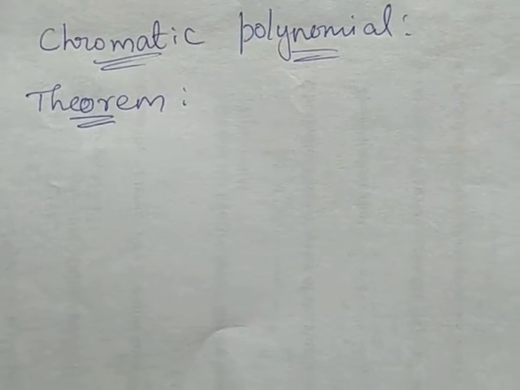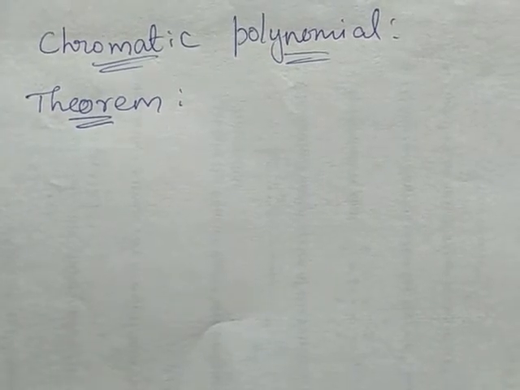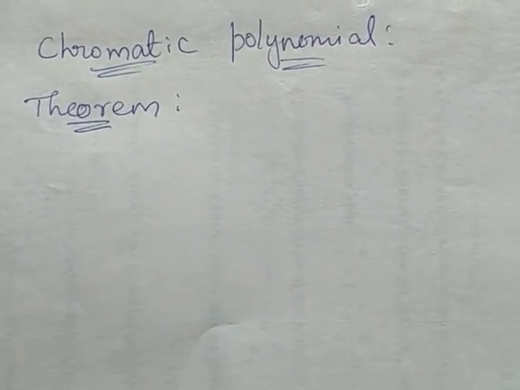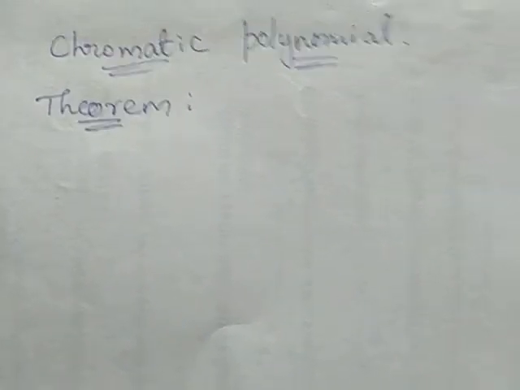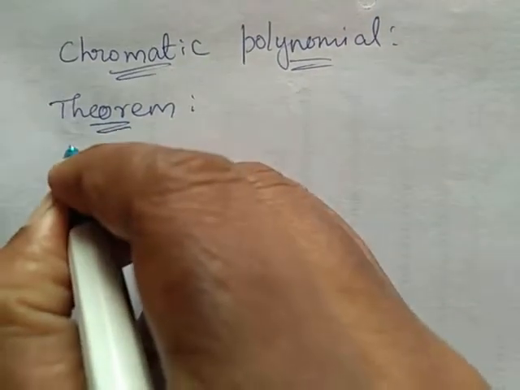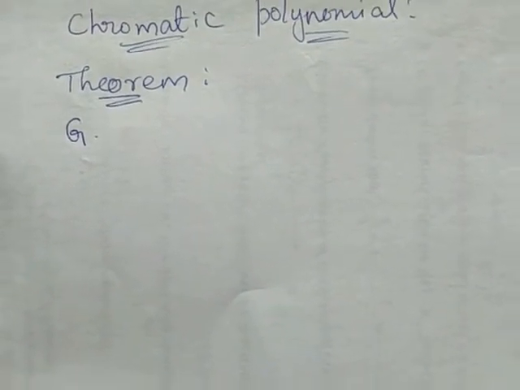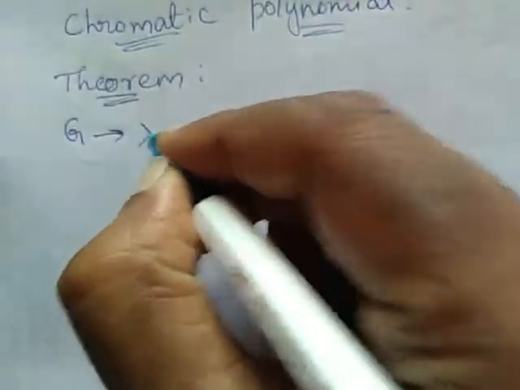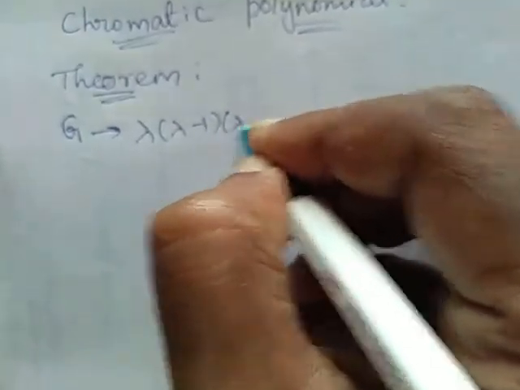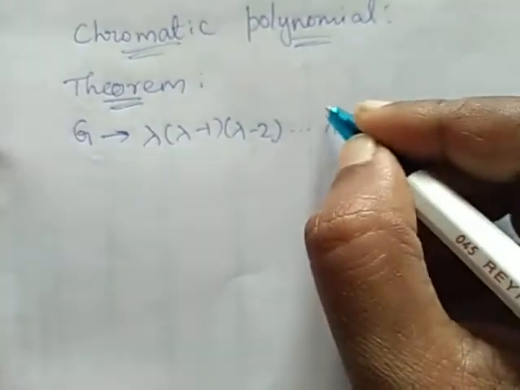Hello everyone. In previous videos we have studied what is chromatic polynomial. In this video we are going to study some theorems based on chromatic polynomial. So, the very first theorem says a graph G with n vertices is a complete graph if its chromatic polynomial is lambda, lambda minus 1, lambda minus 2, etc., up to lambda minus n minus 1.